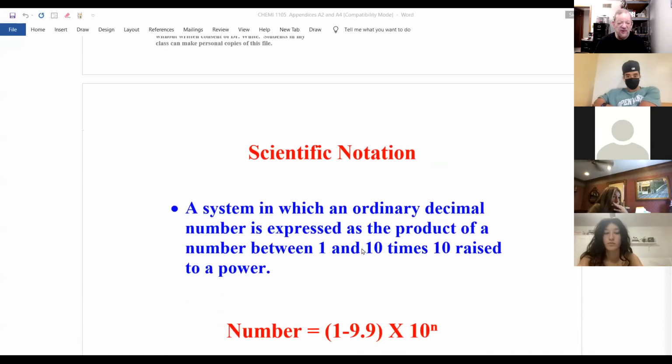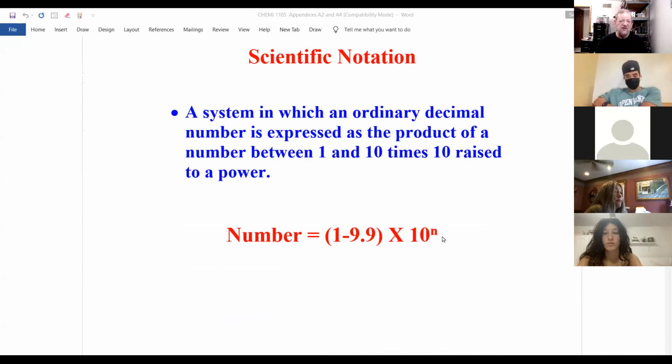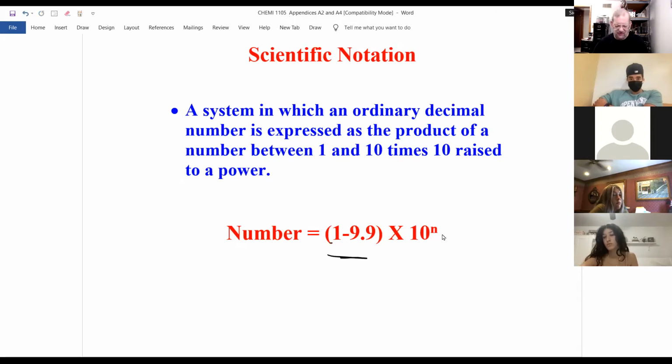Now, when you do a measurement, one of the things I want to teach you first is what happens if you get a very large number, I mean really large, or very, very, very tiny number. How do you write that? Well, chemists and scientists use scientific notation. And I will never ask you what is scientific notation, but it's a system in which an ordinary decimal number is expressed as a product of a number between 1 and 10 times 10 raised to a power. And it looks like this.